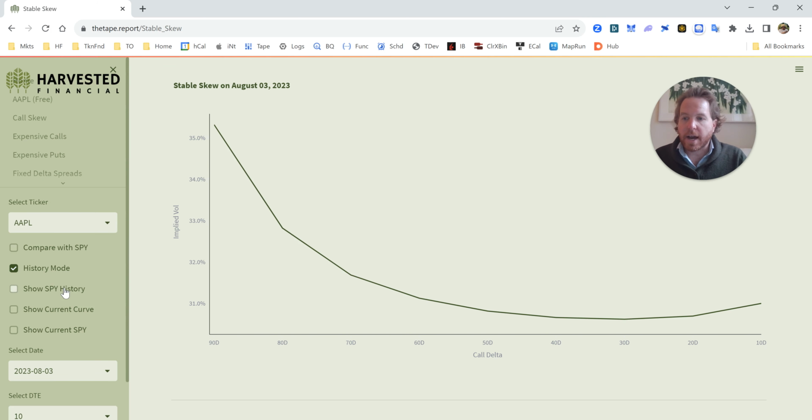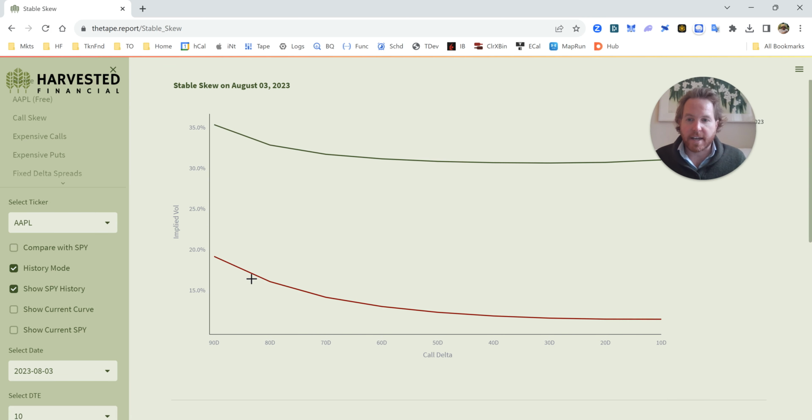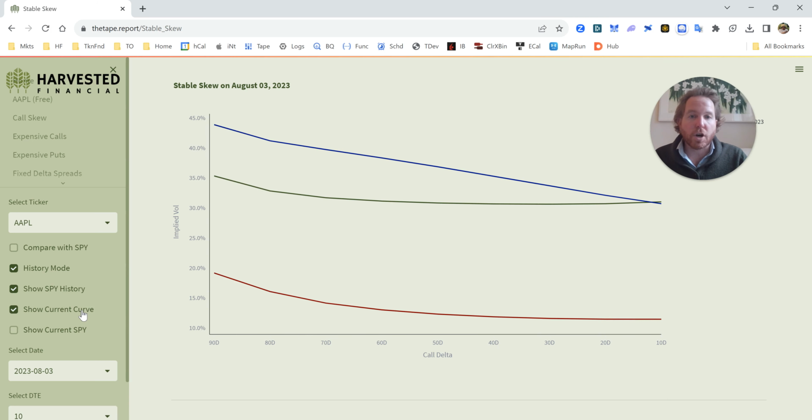So we have Apple here. I can compare it to what SPY looked like on that day. So again, Apple going to be a good click higher, SPY going to be a little bit lower there. We might want to again compare it to the current curve. So here in those green and blue, we see what Apple is doing.